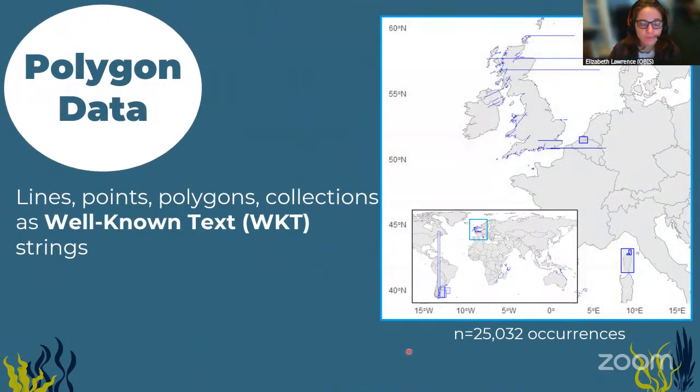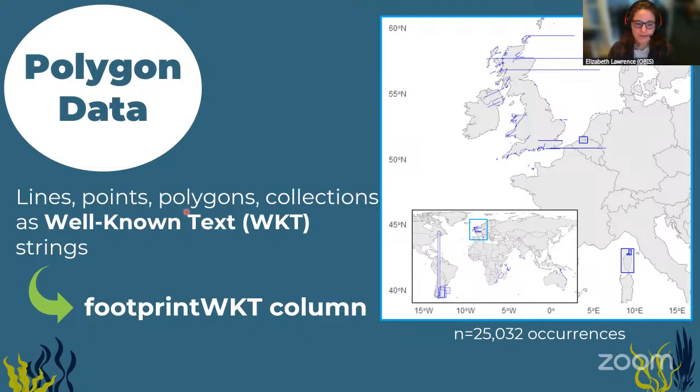So moving on to the polygon data. So although OBIS can't hold the shapefile data itself, so there's no way to include shapefiles or KML files, it is possible to include well-known text strings. So these are similar to KML files, and I believe they can be converted somewhat easily. But they're just strings that can define lines, points, polygons, or a collection of any number of these. And then in OBIS, this data is found in the column footprint WKT.